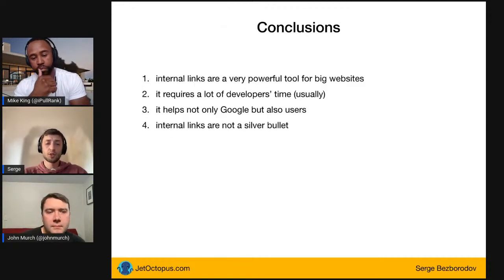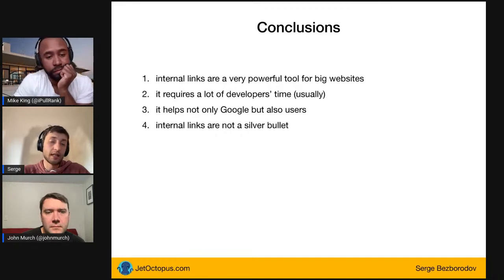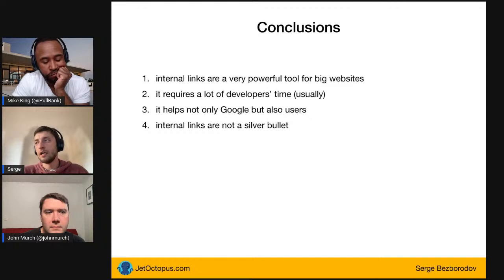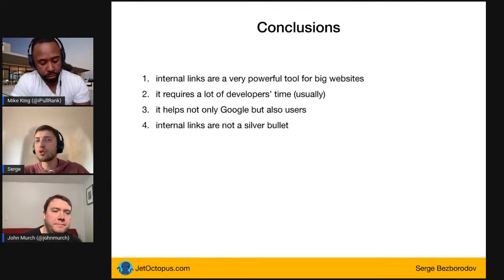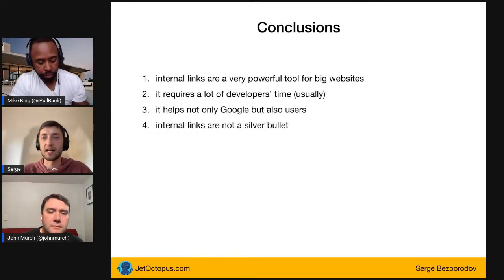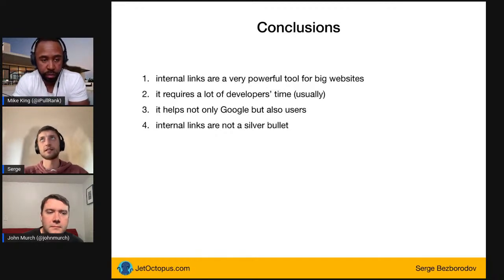And our conclusion is that internal links are a very powerful tool for big websites. I'm not saying small websites should not do that, but when we come to big websites with 100,000 pages, or 1 million pages, it's crucial. I saw it on my website, when we had 5 million pages and only 10% of the website was properly linked, and the rest of the website was simply in the sitemap. So it's not the proper way.